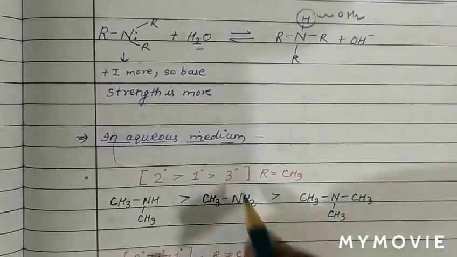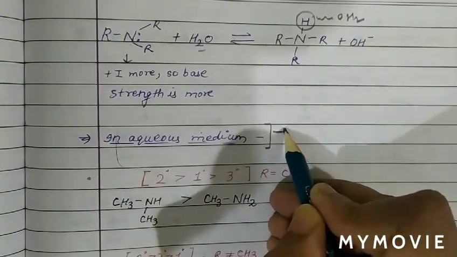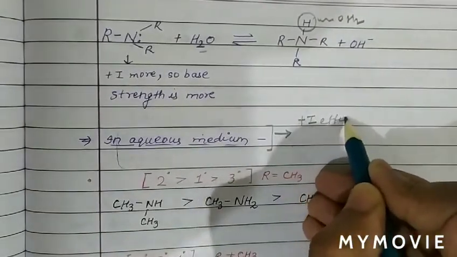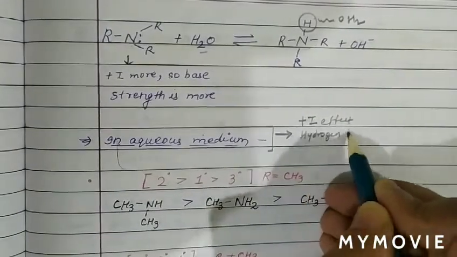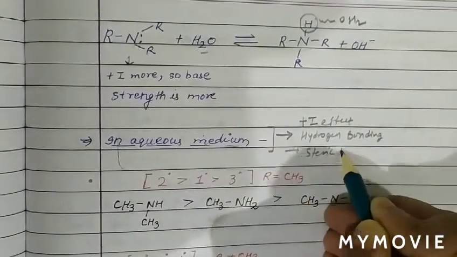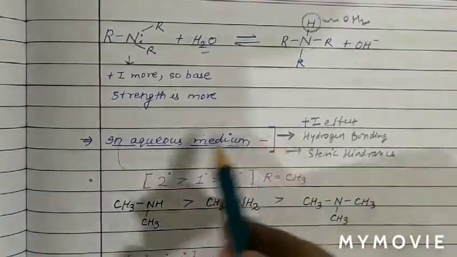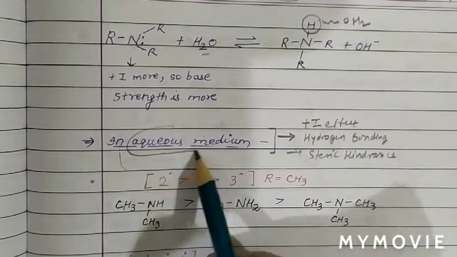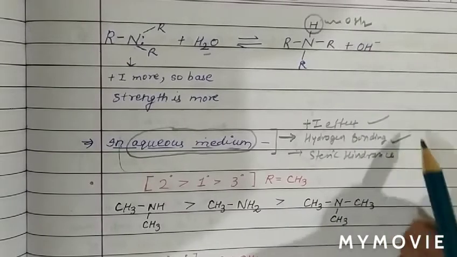So basically, in aqueous medium we decide the basic strength according to the plus I effect, and also according to hydrogen bonding, and also due to steric hindrance. So when amines are dissolved in aqueous medium, the basic nature of amines is compared by 3 factors: inductive effect, hydrogen bonding, and steric hindrance.